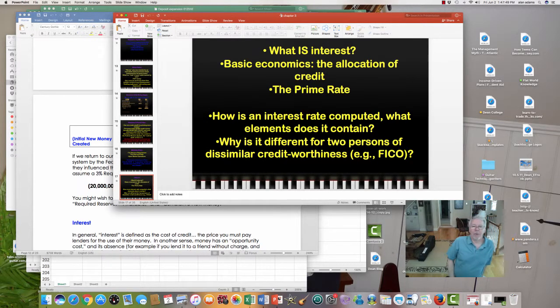What is interest? A lot of people say interest is the cost of money. It's not. It's the cost of credit. Okay? Specifically in economics, credit has to be allocated. All right? Now, you might have heard of the prime rate. I made a note here for myself that around February of 2017, the federal funds rate was 0.75%. The discount rate, as I've defined already, is 1.25%. And the prime rate was 3.75%. What is the prime rate?